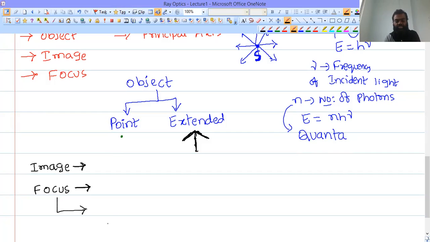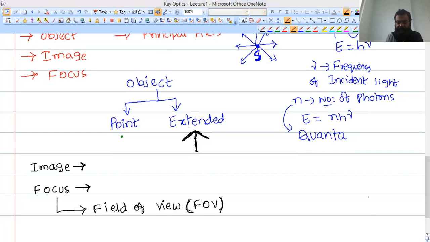With respect to this focus, afterwards we'll have the field of view. Field of view, in short, we can write as FOV. It is the area or region in which the light rays are incident on an optical device like a mirror, lens, prism, or microscope or telescope. And next one is principal axis.